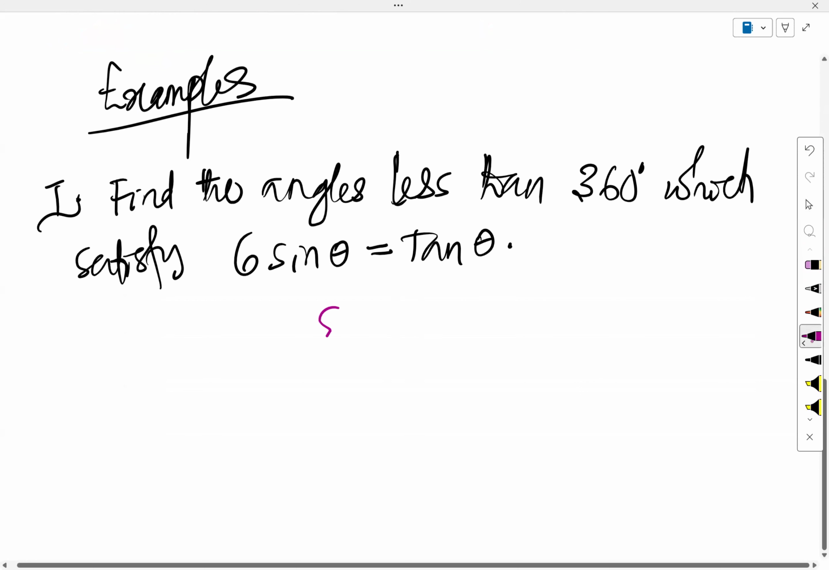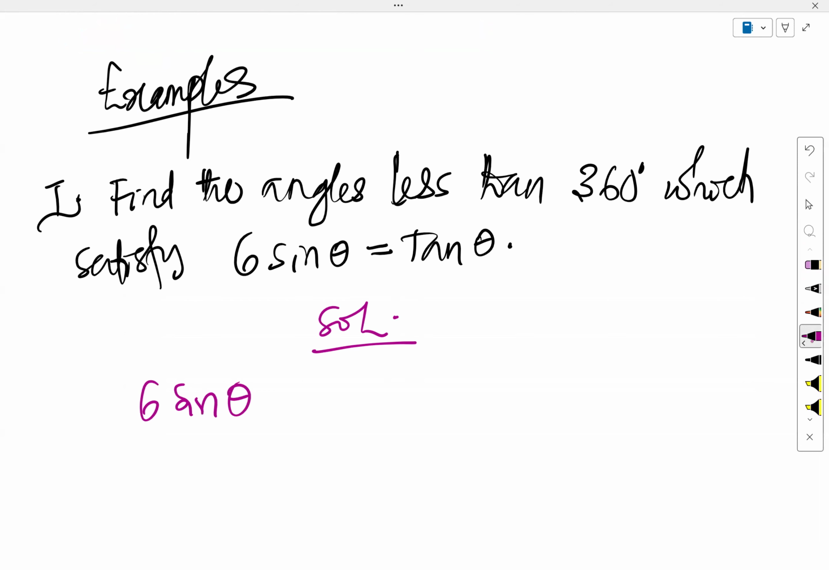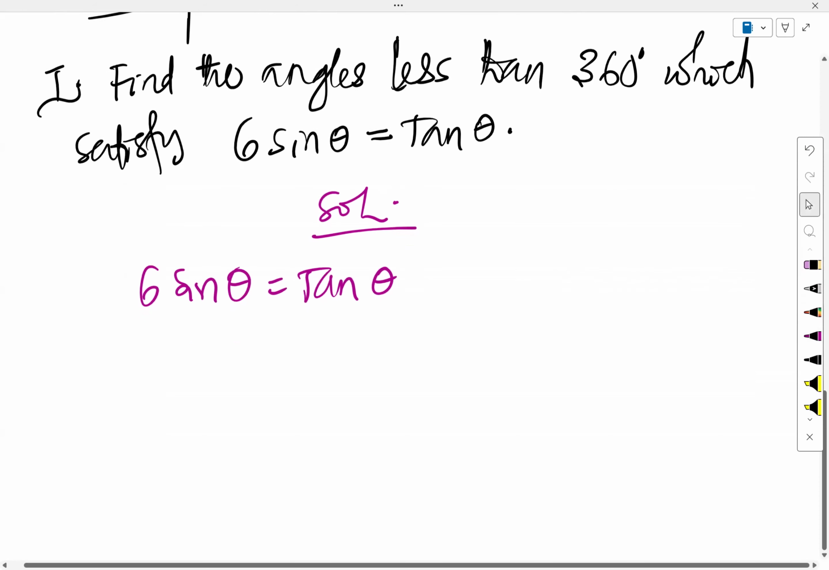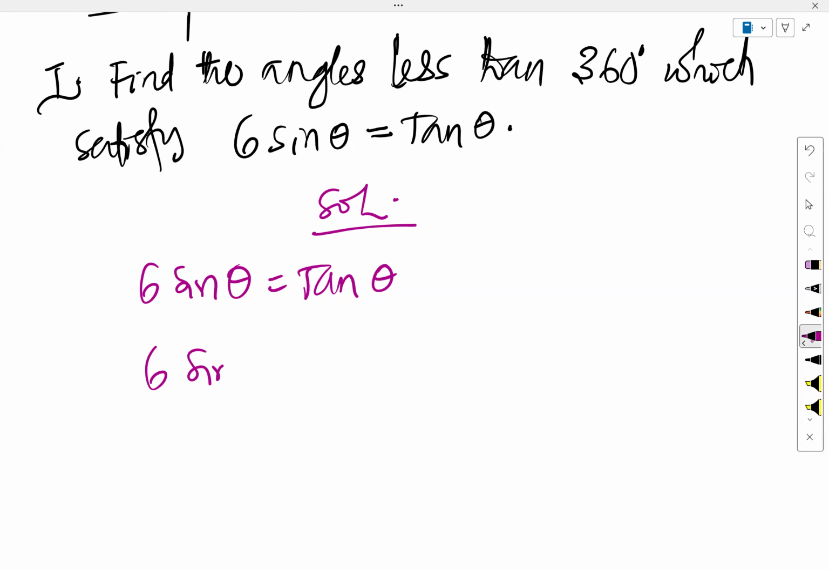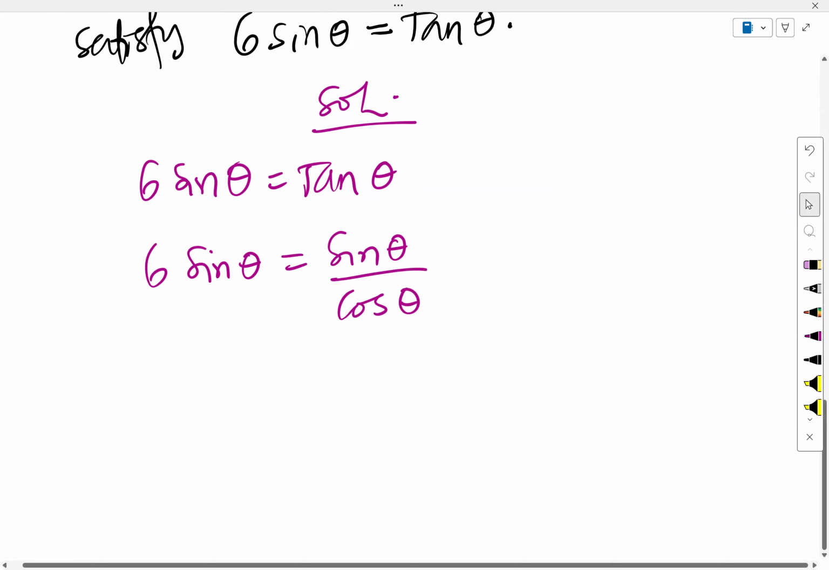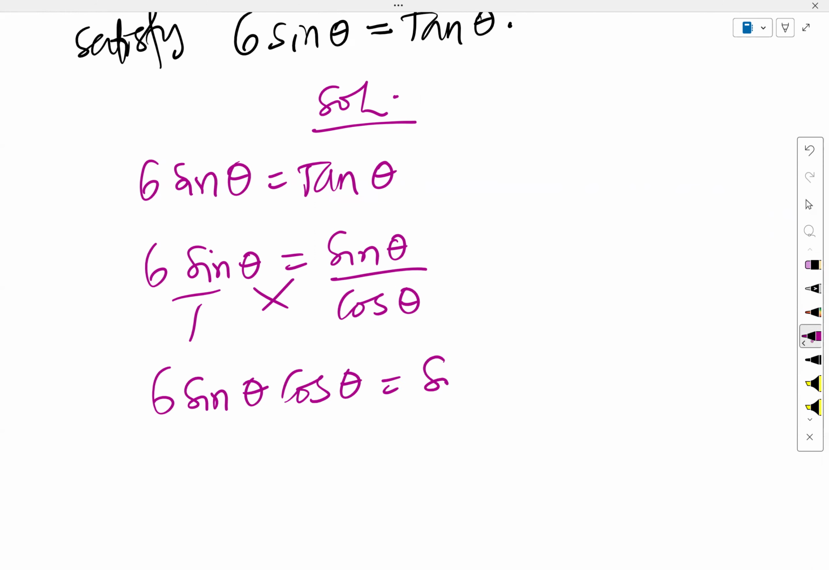Okay, so let's take the solution. Of course, we have 6 sine theta equals tan theta. So how do we resolve this? The first thing you want to do is deal with this until you get the smallest possible thing to work with. Sine theta is basic enough. Tan theta is simply sine theta all over cos theta. So if that is the case, we can cross multiply, and we have 6 sine theta cos theta equals sine theta.